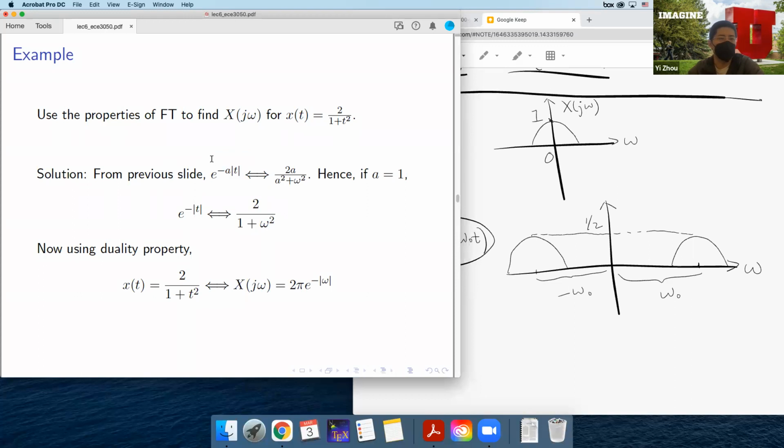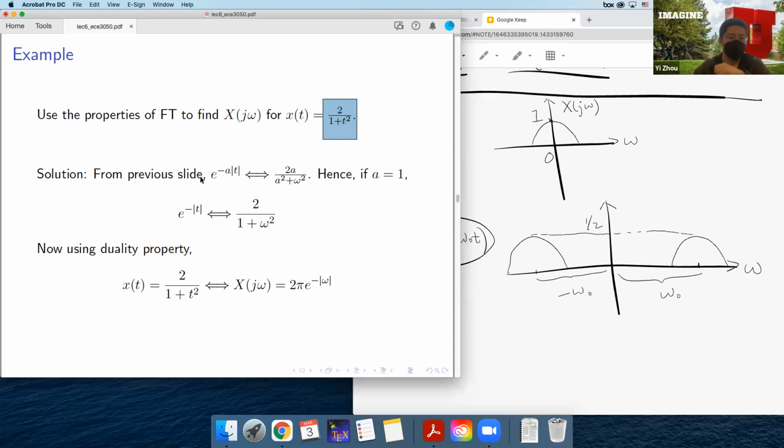But from the previous slide, we know that such a two-sided signal has this spectrum. And then the function of this spectrum looks like the signal of interest here. So for example, if you set A equal to 1, then it's 2 over 1 plus omega squared. It is exactly the same as this one, except that we are looking at the frequency domain instead of the time domain. So this motivates us to consider the duality property of the Fourier transform.